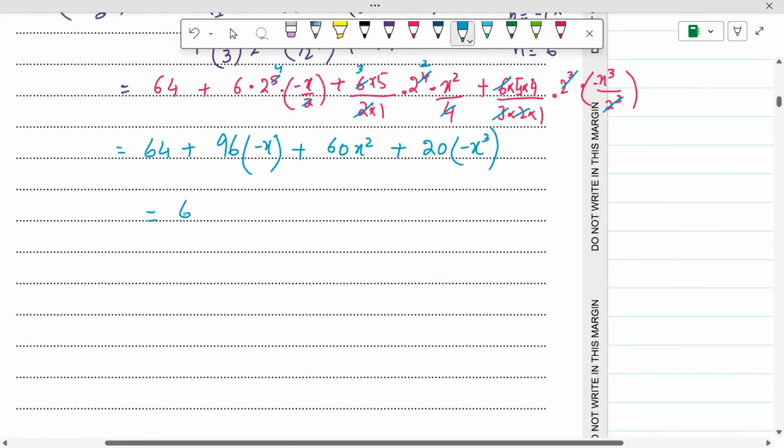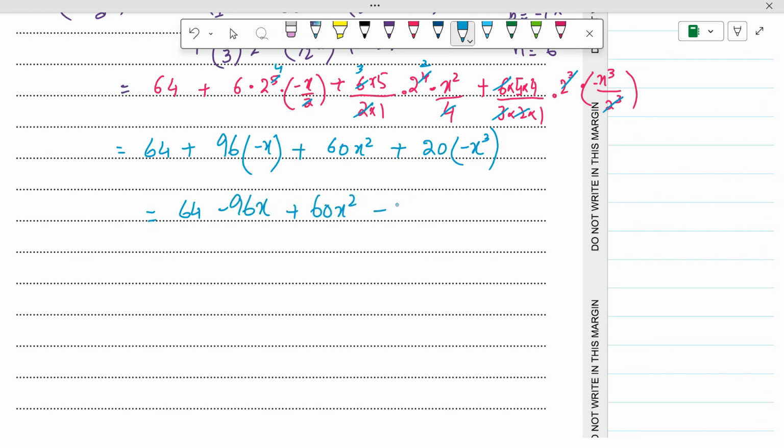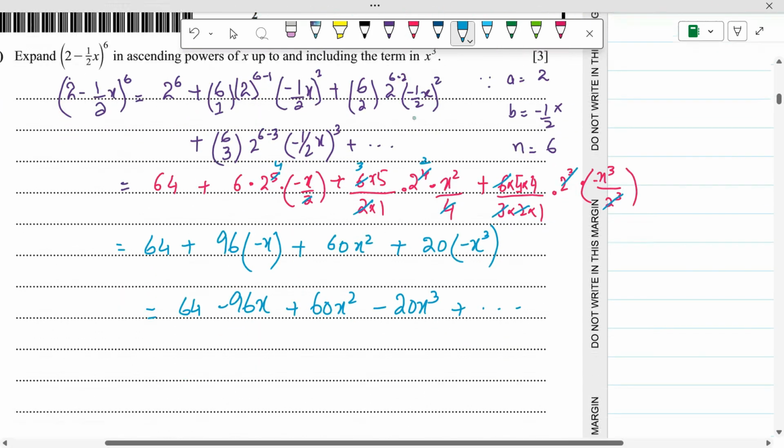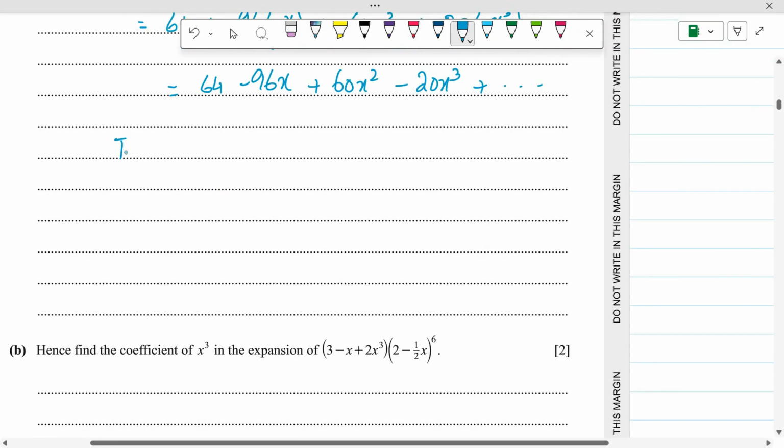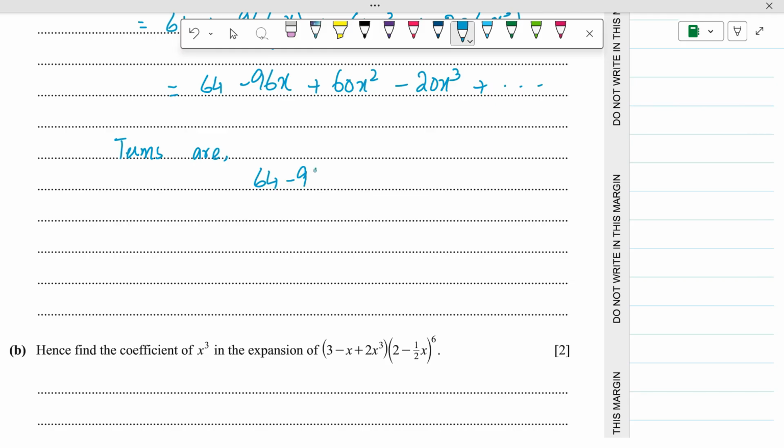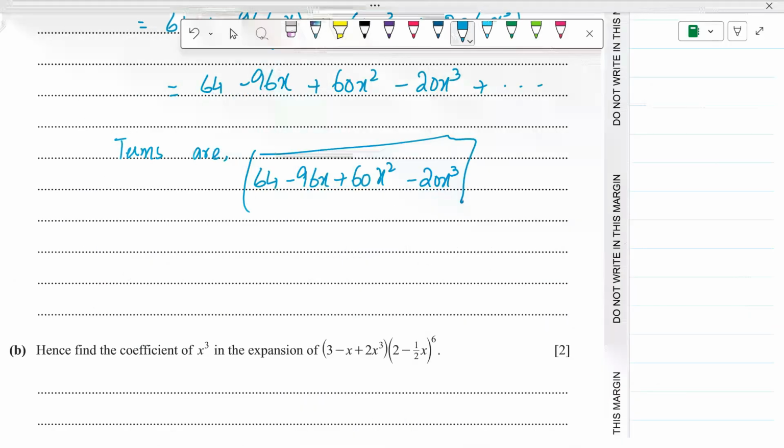Further solving, we will have 64 minus 96x plus 60x square minus 20x cube. These are the first 4 terms, or the terms up to x cube. So we can say that the terms are 64 minus 96x plus 60x square minus 20x cube.